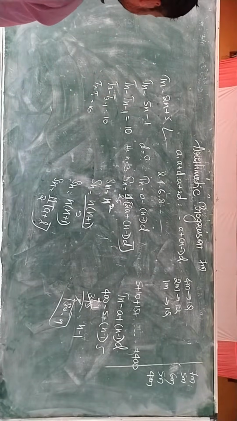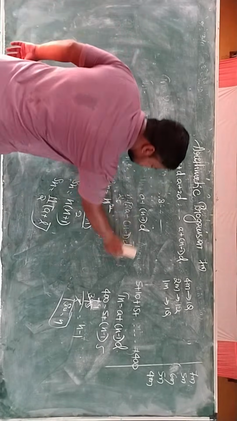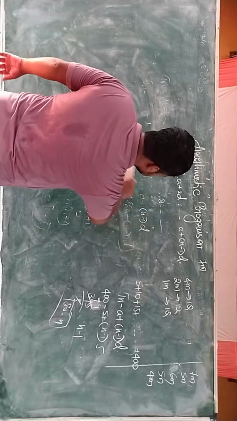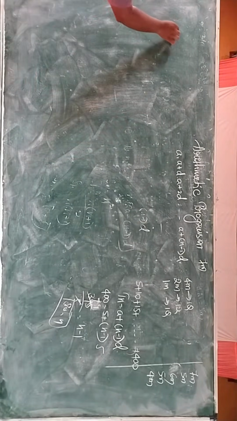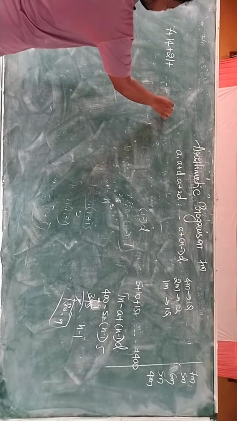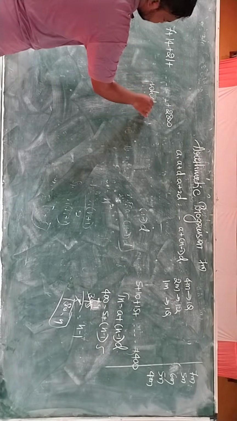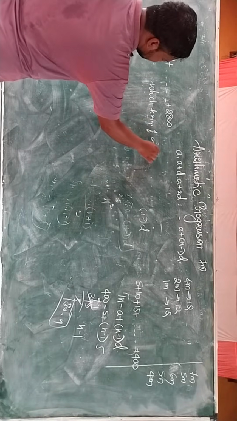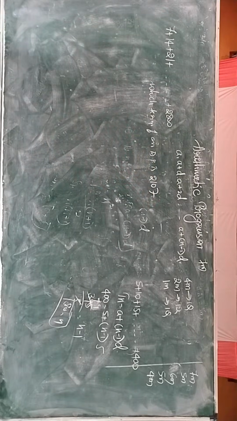Just one more example. One more example we can take. 7 plus 14 plus 21 plus so on, plus 2,800. Which term of the AP is 2107? 7 plus 14 plus 21 plus so on, so the last term is 2,800. Which term of the AP is 2107?